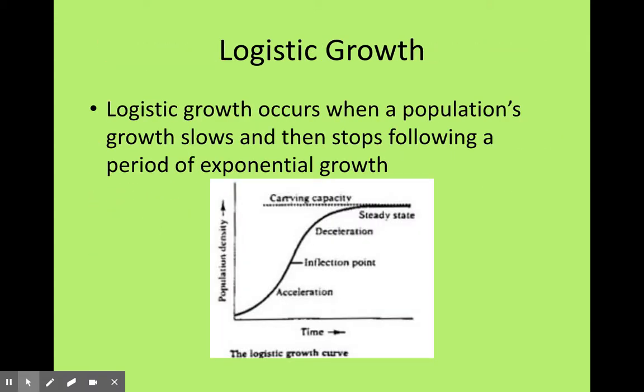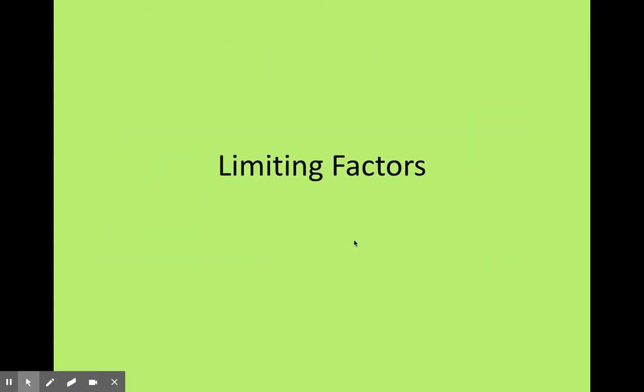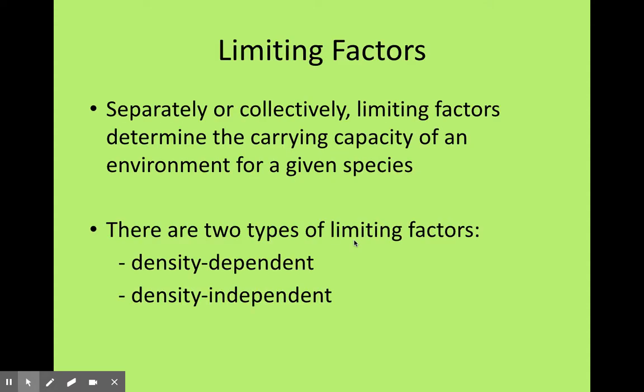So if we go back to this graph, the carrying capacity is right up here, and that's when the environment doesn't have enough resources for this population to keep growing. That's why it starts to level off. It typically won't go much past the carrying capacity. So let's talk about some limiting factors.